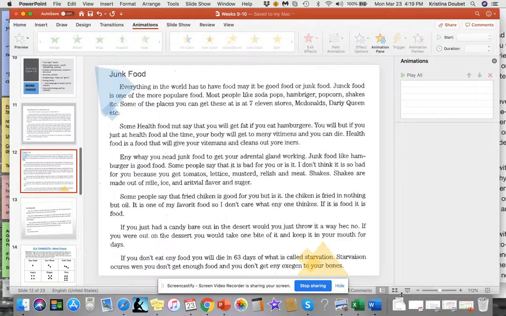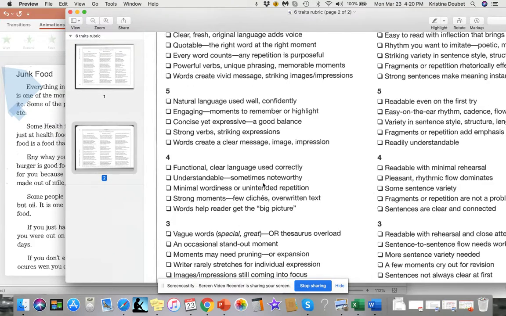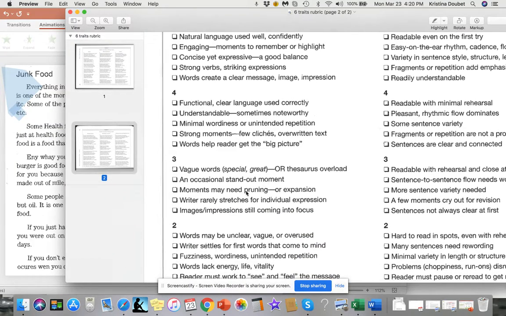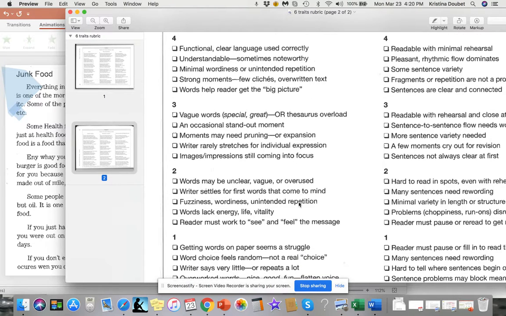I'm assuming you've paused. I'm going to go over here and look at these and say that I feel like here, his words are functional and clear, understandable, sometimes noteworthy. Like he didn't have to say a candy bar. He doesn't have to say fried chicken. There's strong moments. There's a few cliches. I don't think they're fuzzy. I think there's plenty of energy. I think some moments may need pruning or expansion, but I think that's more about ideas than it is about word choice.